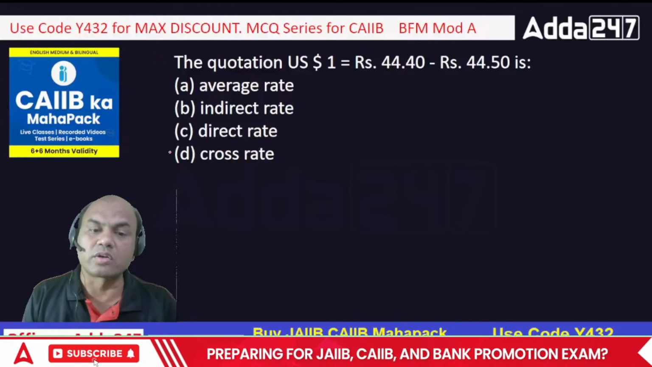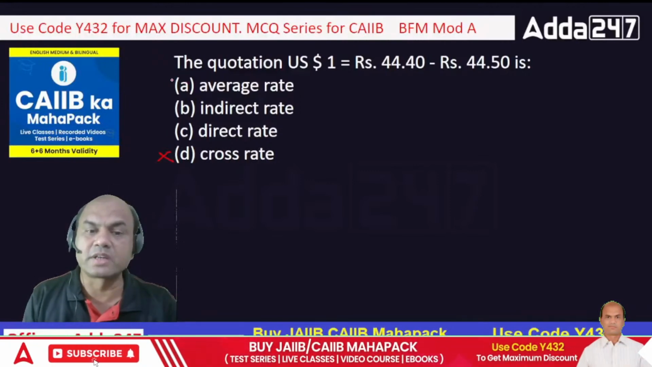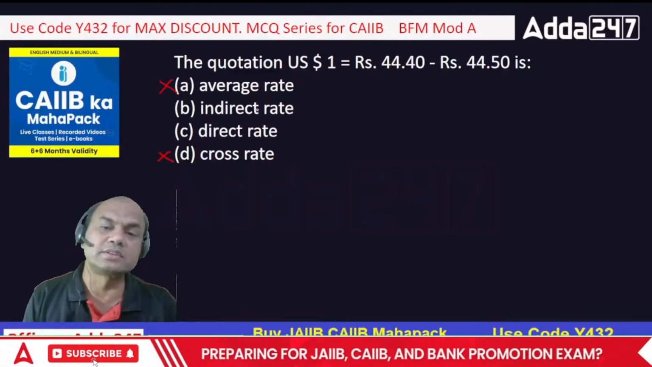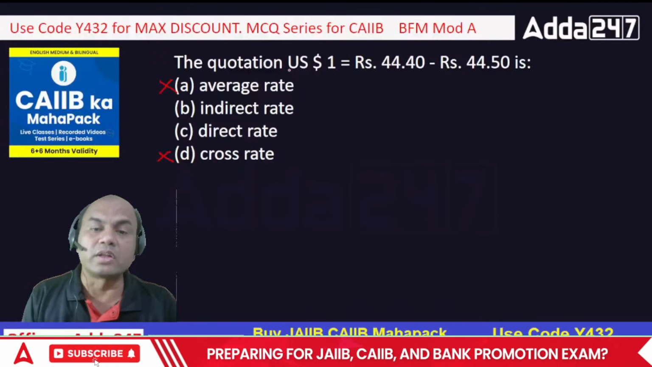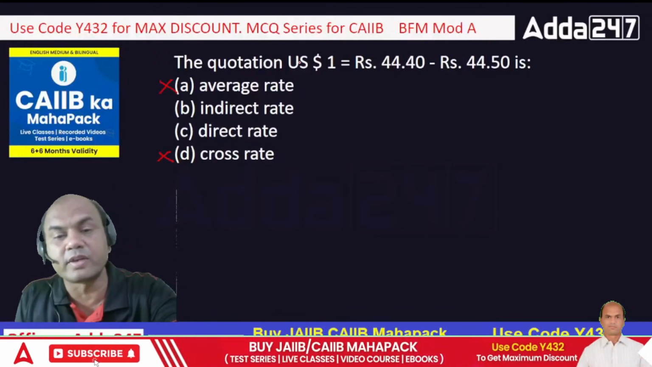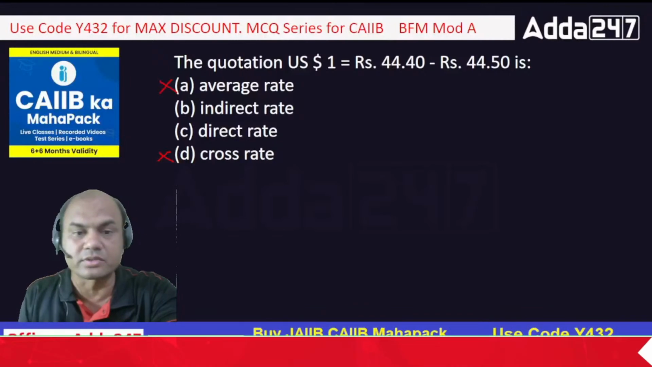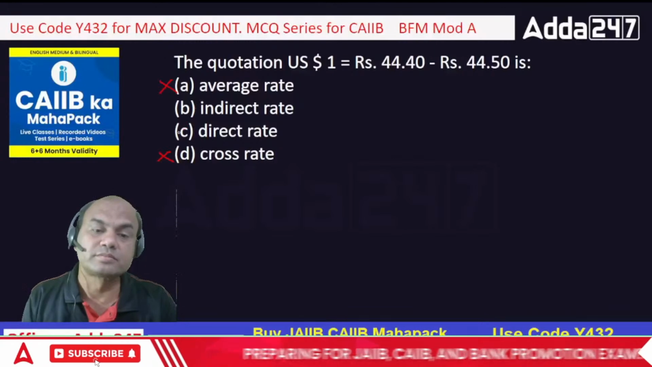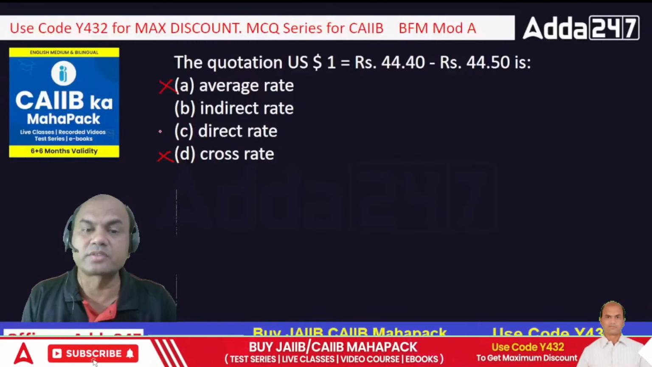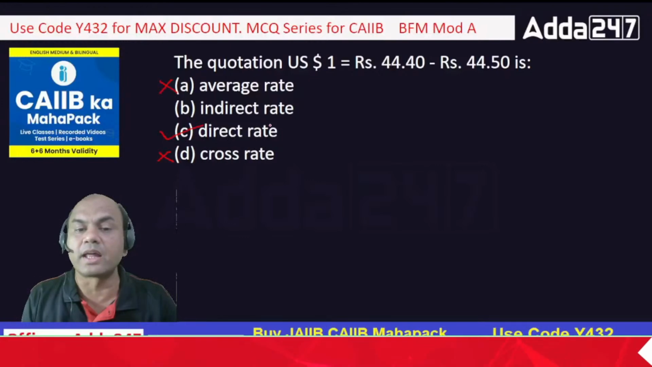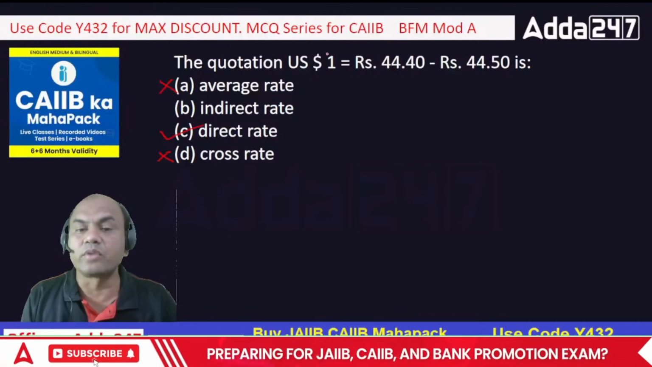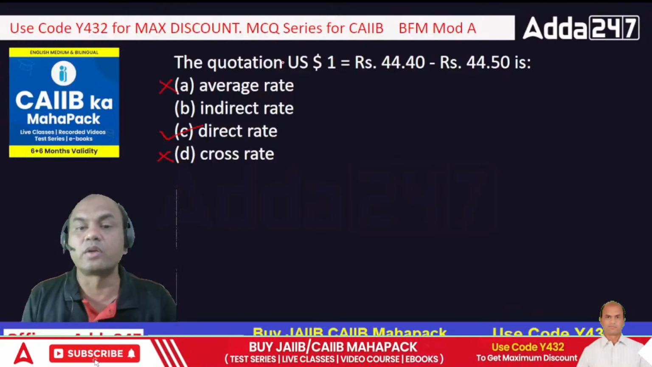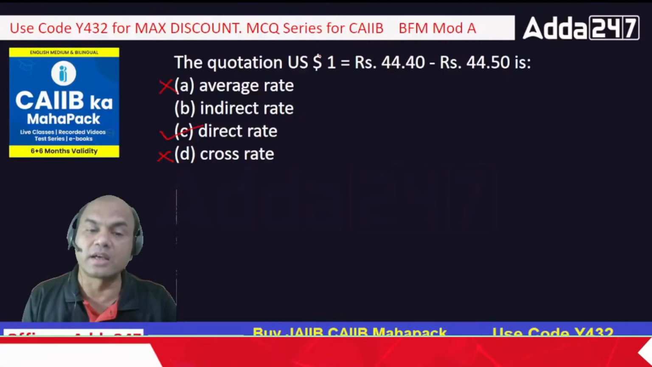I'll just give you one hint. Cross rate is out and average rate is out. So the answer is either indirect or direct. Focus on whatever I am telling you: the important part is the dollar is constant over here. When the dollar is constant, remember it is called direct. We in India follow the direct rate system. In direct, $1 equals 44 rupees. Here the local currency is fluctuating and the dollar is kept constant. So that is called direct rate.